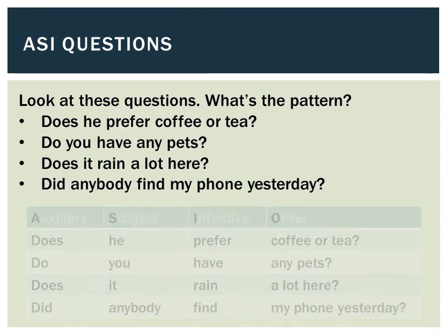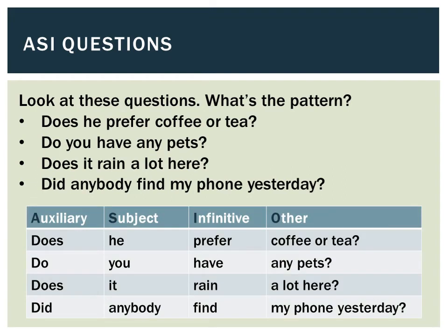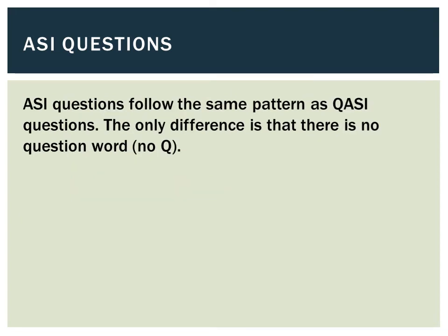Let's have a look. So this time we have an auxiliary verb, a subject, an infinitive, and usually some other words, but not always. So it's the same as QASI, but without the Q, no question. So ASI questions follow the same pattern as QASI questions. The only difference is that there is no question word, no Q.